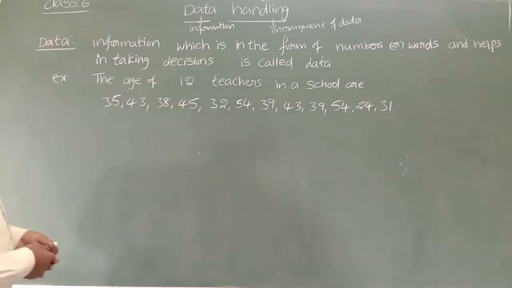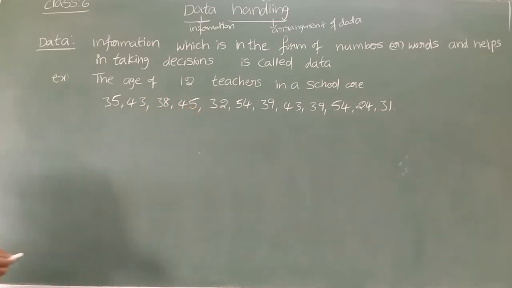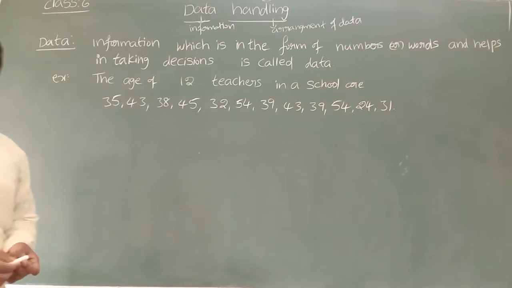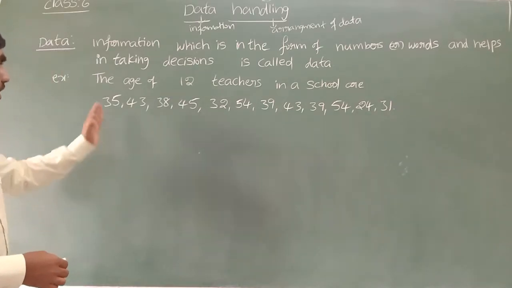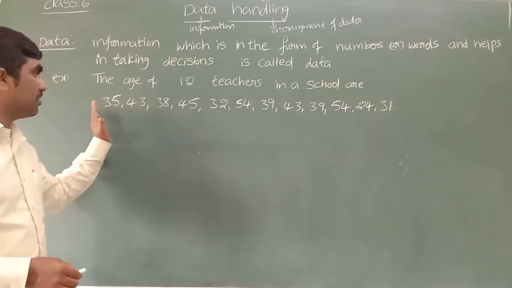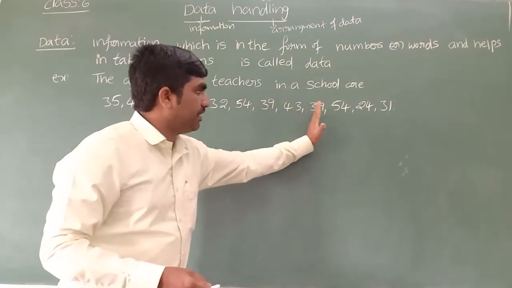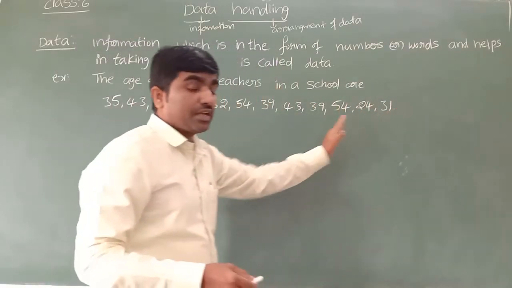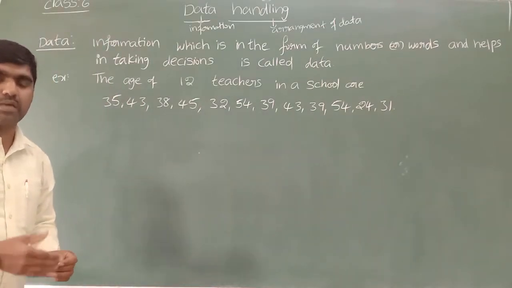And we can see here 35, 43, 38. These are numbers, and these numbers are also called numerical values. Here how many numerical values are there? Sir, we have 12 numerical values: 1, 2, 3, 4, 5, 6, 7, 8, 9, 10, 11, 12. Here we have 12 numerical values, I mean numbers.